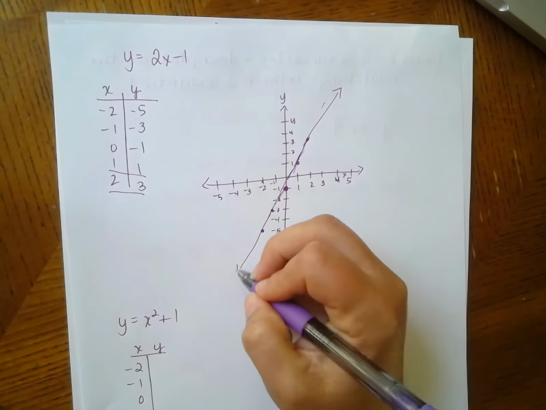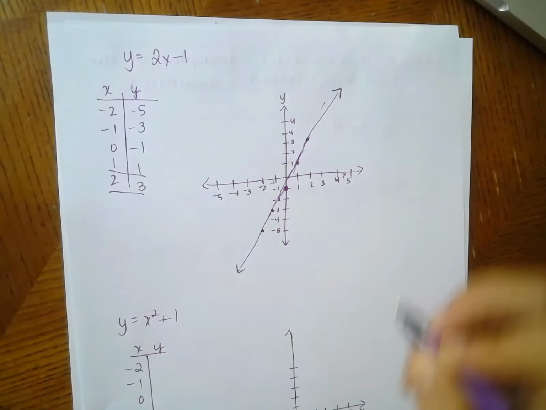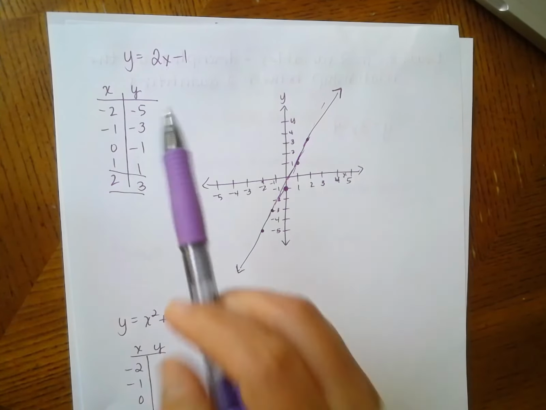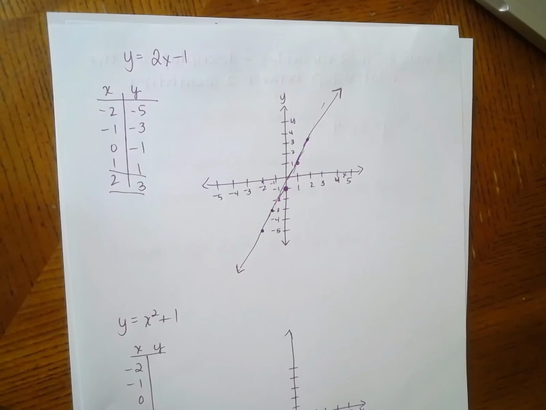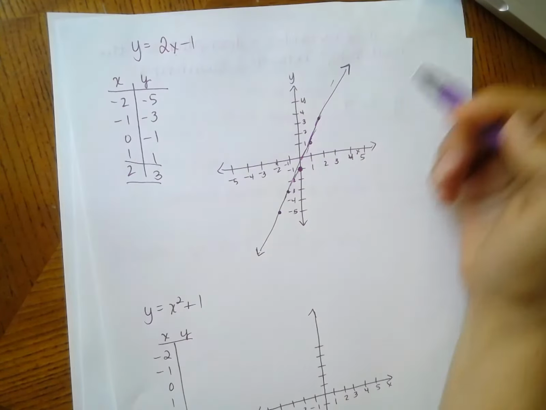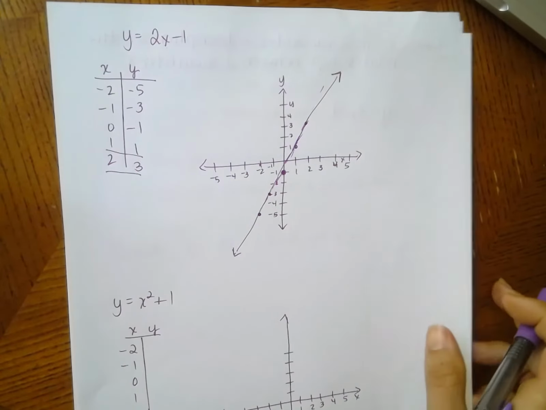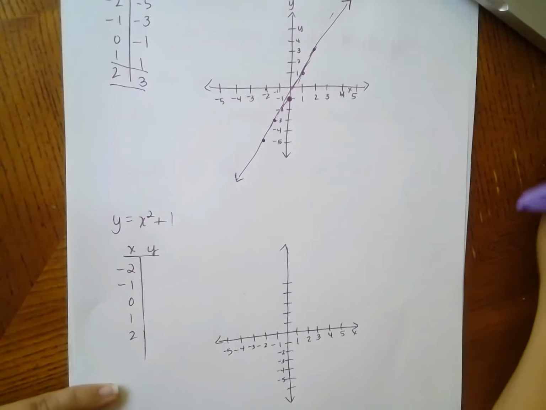Now I put these little arrows on here because I can see that there's going to be a whole lot of points that are going to satisfy this. I could keep going in both the positive and negative values here. So I put the arrows on to say that there are a lot more solutions and they should be on this line. All right, so let's look at a different graph.